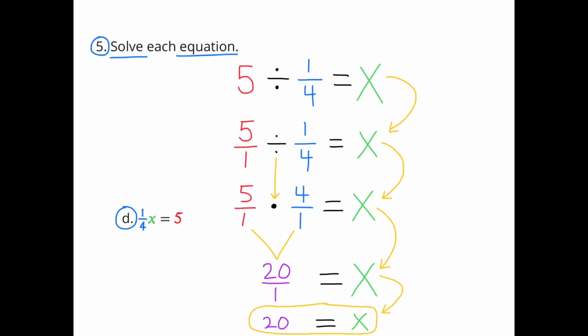D. 1/4 x equals 5. That can be rewritten as 5 divided by 1/4 equals x, which is the same as 5/1 divided by 1/4 equals x. And to solve for x, we'll multiply by the reciprocal of 1/4. So 5/1 times 4/1 equals x. And 5/1 times 4/1 equals 20/1. So x would equal 20.